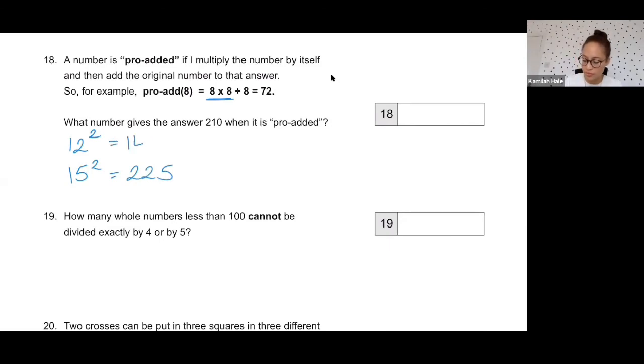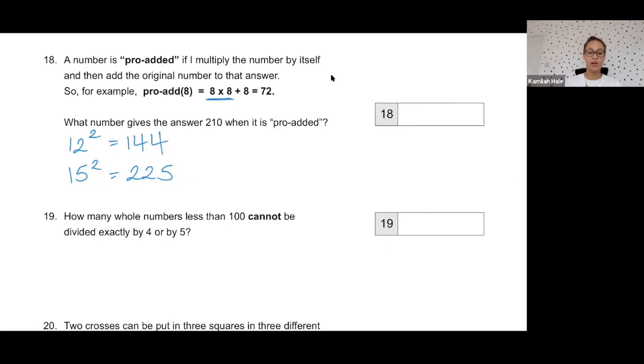144. Now, if we pro added 12, just 12, then that's not going to be near 210, because you'd have to add 12 to that, and we know that's not 210. 15 squared, sorry, is 225, so that's too big.